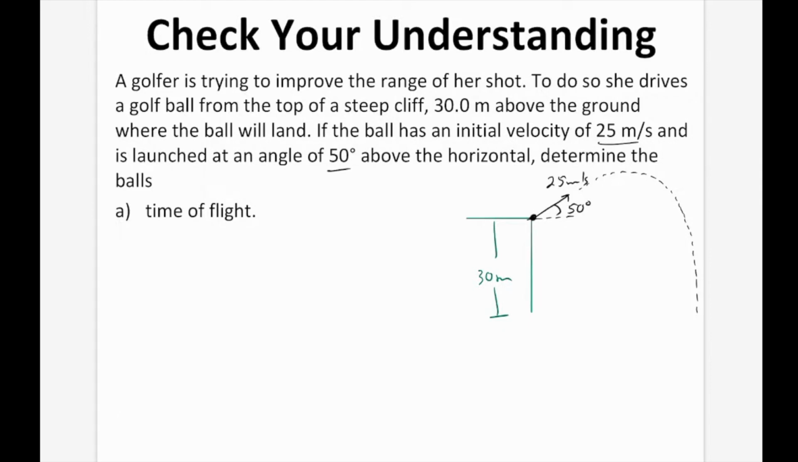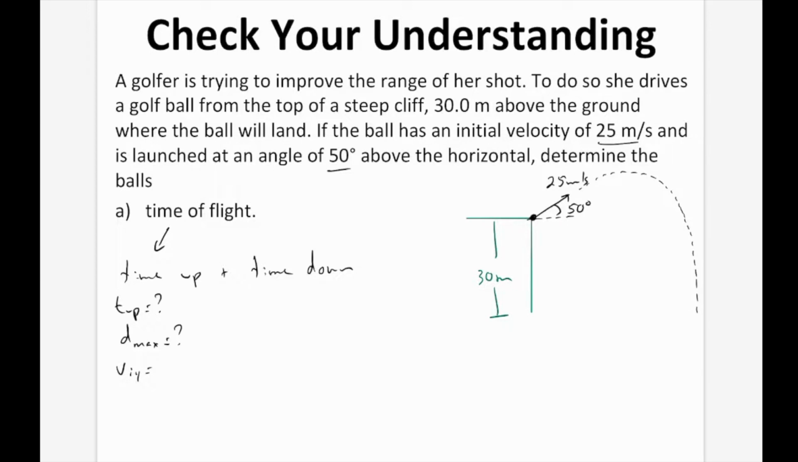So A says time of flight. Well, to find the time of flight, we need to have time up plus time down. So we need a lot of information in order to solve this particular problem. So first of all, let's find time up. So time up, that's our question. We don't know distance. We'll call that distance max. We don't know distance max.